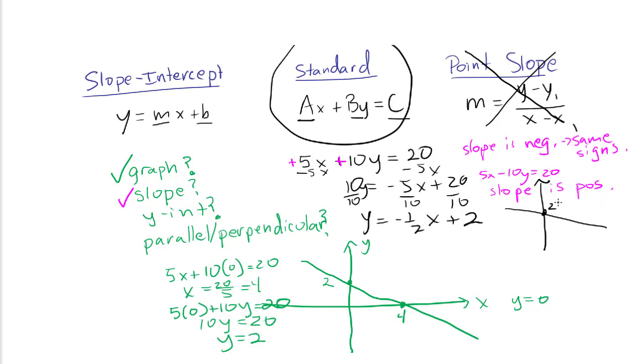So I can immediately look at a standard form linear equation and tell you if the slope is positive or negative. Okay? How about figuring out the y-intercept? Well, we actually just did that by plugging in x equals 0. Notice that's true for any function: we plug in x equals 0.